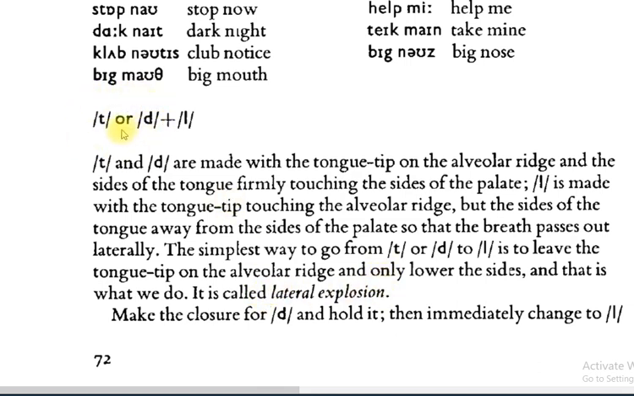Here we have an expected explosion. First the air is trapped, then when the articulators get ready to burst out the explosion, it is released through the sides of the tongue, because when we want to produce the sound L, the air is released through the sides of the tongue. So the air is released with explosion. This explosion belongs to the sound t or d.